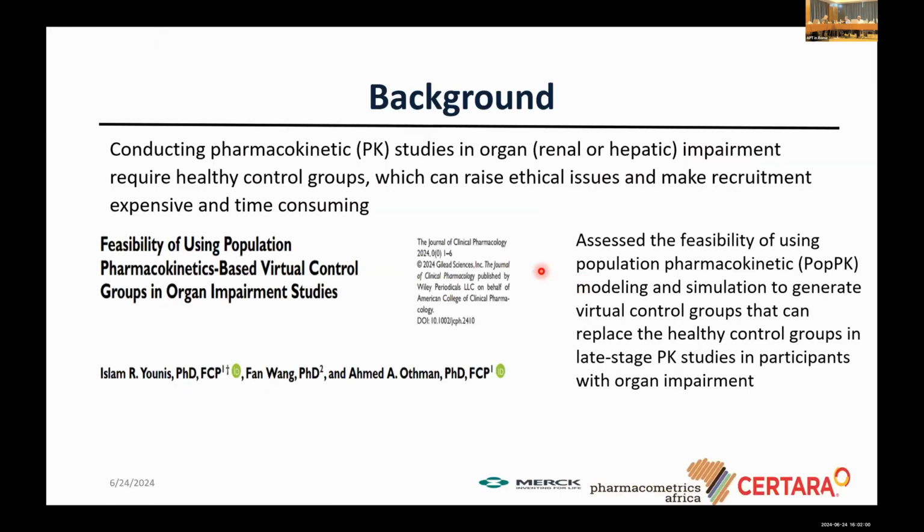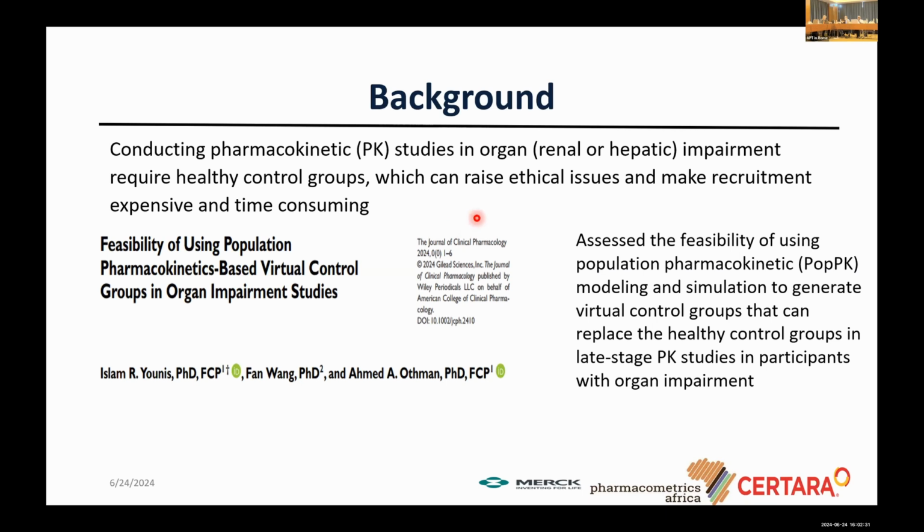The way of production, conducting pharmacokinetic studies in organ impairment studies will require healthy control groups. Relevant regulatory authorities indicate that healthy control groups should have similar characteristics with the organ impairment group, characterizing exposure and further guiding dosing recommendations for organ impairment.